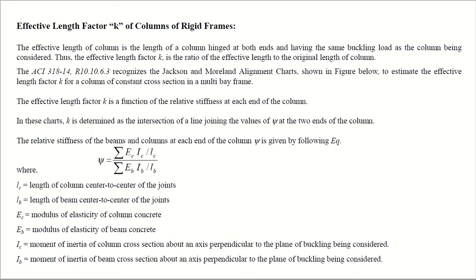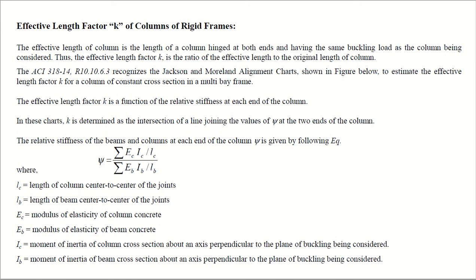To estimate the effective length factor K for a column of constant cross section in a multi-bay frame. The effective length factor K is a function of the relative stiffness at each end of the column. In these charts, K is determined as the intersection of a line joining the values of psi A and psi B at the two ends of the column, A and B.